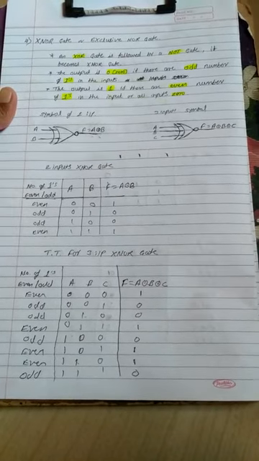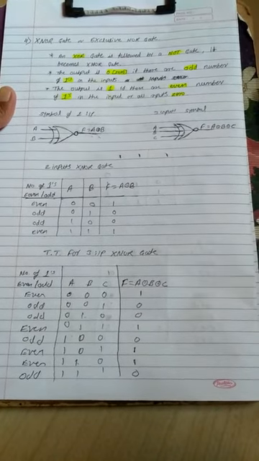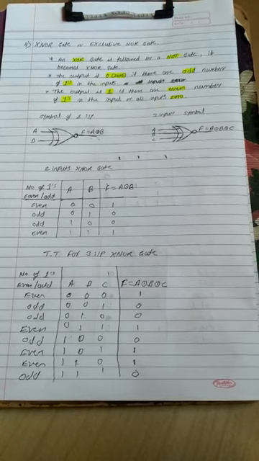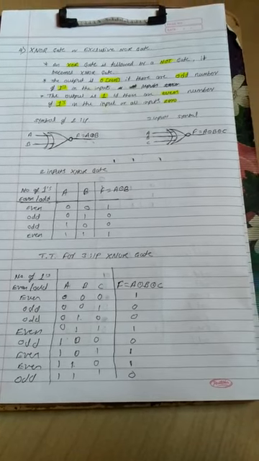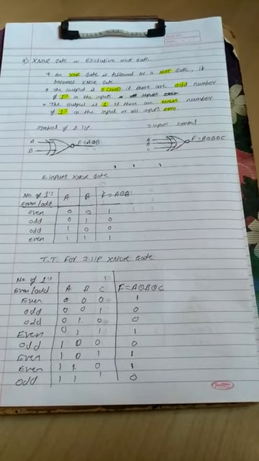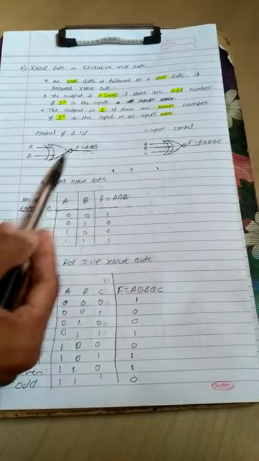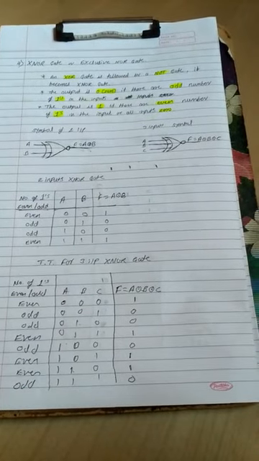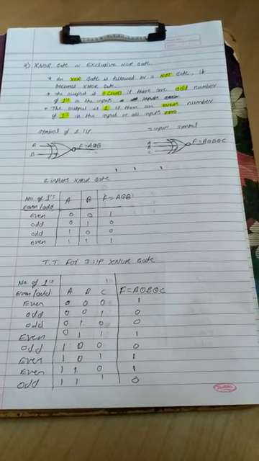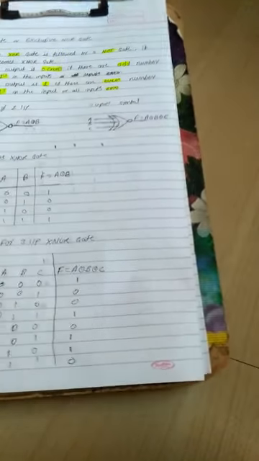So 3 basic gates and 4 derived gates. These are the total 7 gates for you in this chapter. Okay, so next point, they will give one expression and we have to draw the logic circuit diagram. Like this only, these are the symbols, these are circuit diagrams. Using that expression, we have to draw the circuit diagram.